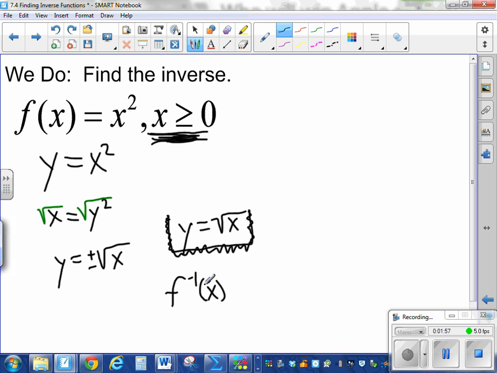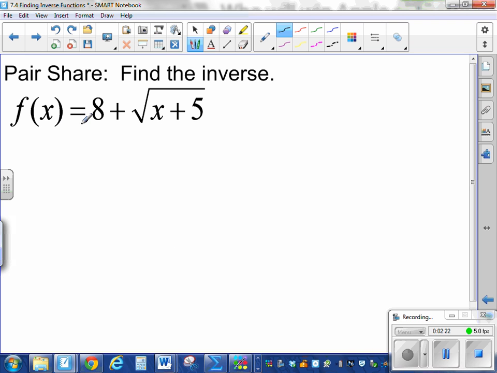So f inverse of x equals the square root of x, which makes sense because the opposite of x squared is the square root. Now it's not plus or minus, because if you did do the plus or minus part, that would no longer be a function. So you leave it just like that. Basically this part over here, x is greater than or equal to 0, just took this negative sign off of the answer.